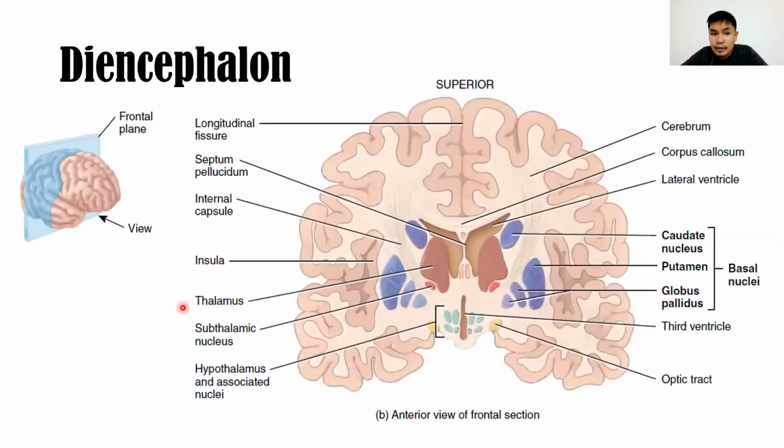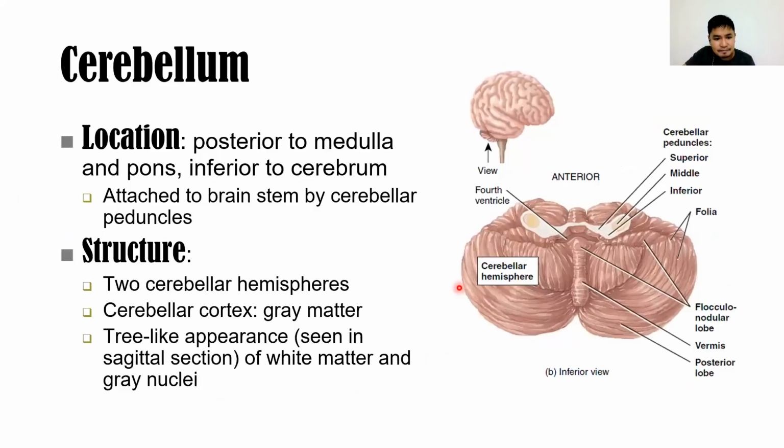This is the diencephalon, an anterior view of the frontal section. So this is your thalamus. This is your hypothalamus, part of your diencephalon. Epithalamus also is part of your diencephalon.